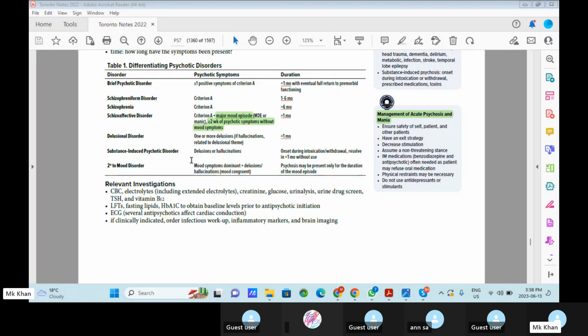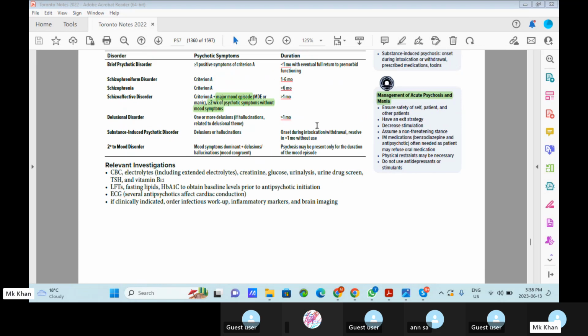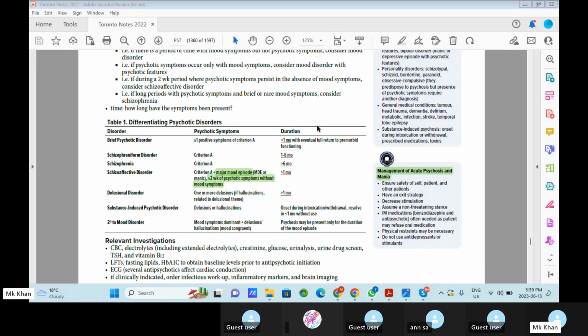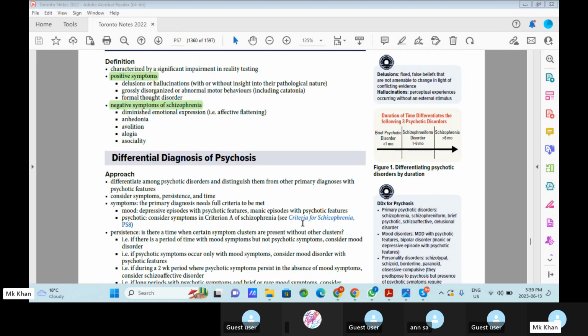And then substance induced is like delusion, hallucination, onset during intoxication, withdrawal, and it resolves in less than 1 month without use. So this is basically related to the substance. And then secondary to mood disorders. Mood symptoms are dominant, delusions, and hallucination. Psychosis may be present only for the duration of the mood symptoms. So basically, these are all the psychotic disorders according to the timing and the duration.